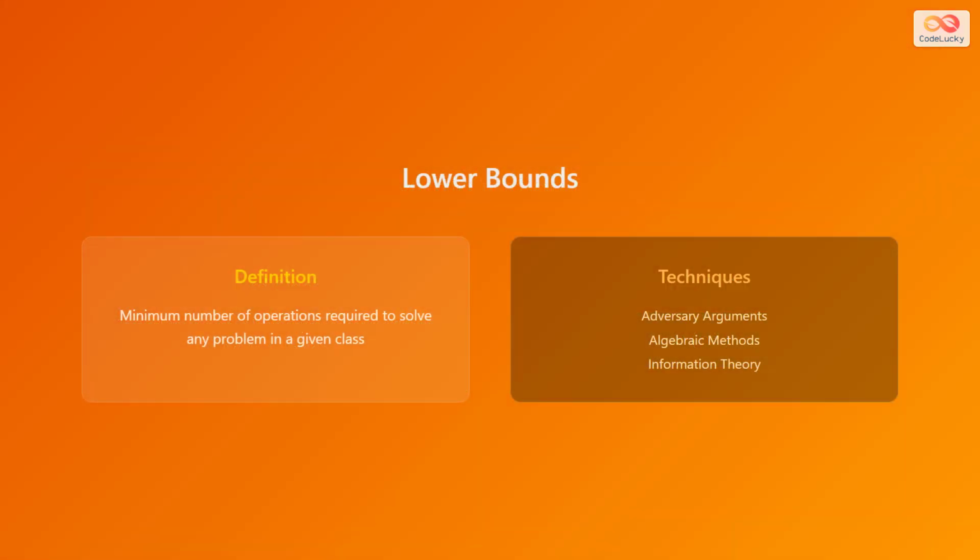A lower bound is the minimum number of operations required to solve any problem within a given class of problems. Common techniques for determining lower bounds include adversary arguments, algebraic methods, and information theory.